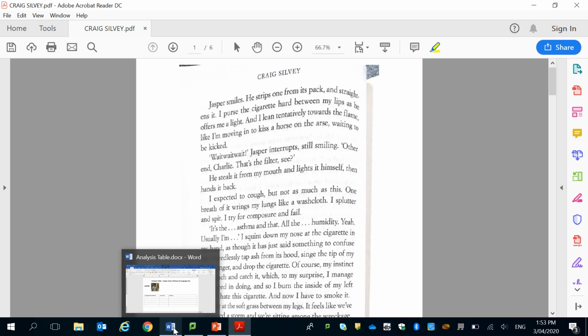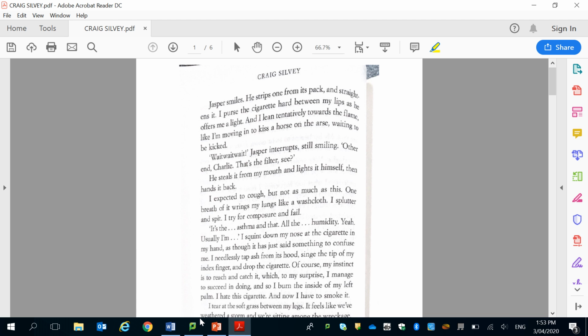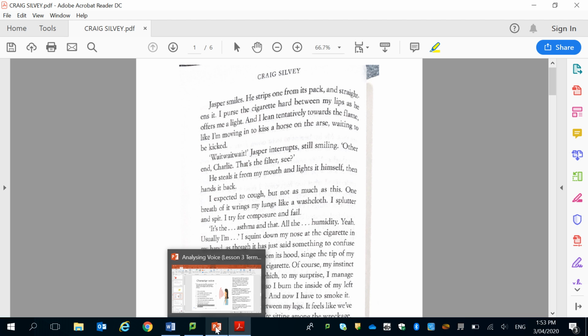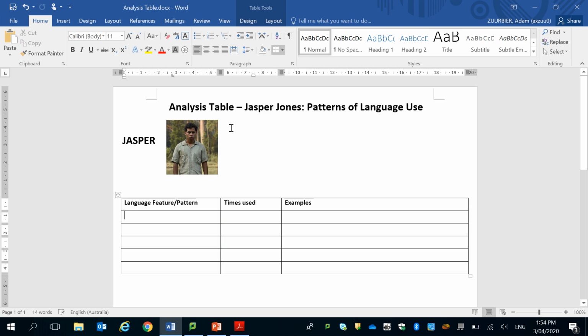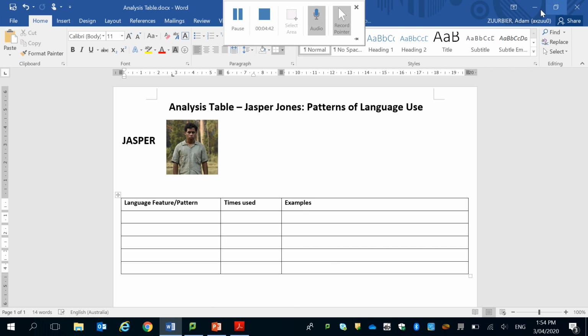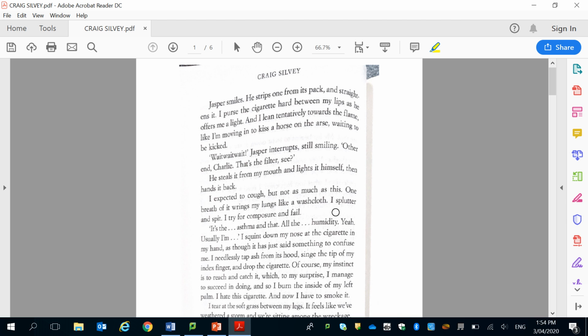Alright, so that is our preamble complete, but just to summarise, the purpose of this activity is to analyse the patterns of language use for the character of Jasper Jones. You need to have your copy of the novel in front of you, and we're going to be reading an excerpt from chapter 1 beginning on page number 42. You also need to have this document in front of you, the analysis table, and we'll be inputting our ideas in here as well. Okay, so let's start reading and let's commence with our analysis. We're on page 42.